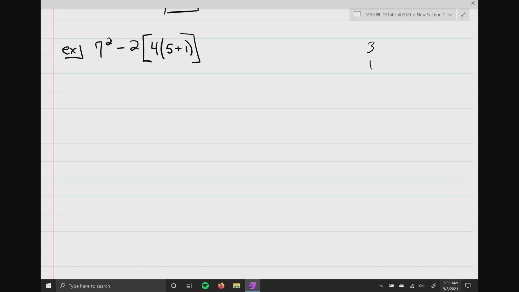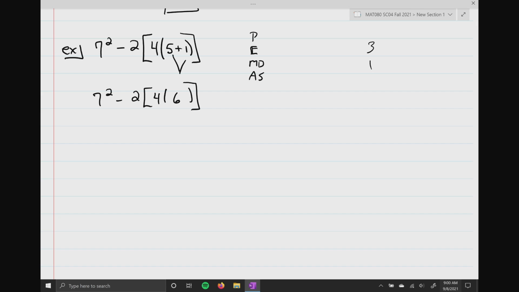Remember, order of operations. Do we see parentheses? Absolutely. And we see a bunch of them. So we have to go to the innermost parenthesis. 5 plus 1. So I do not skip steps. I write everything out exactly how it looks. 5 plus 1 is 6. Okay?